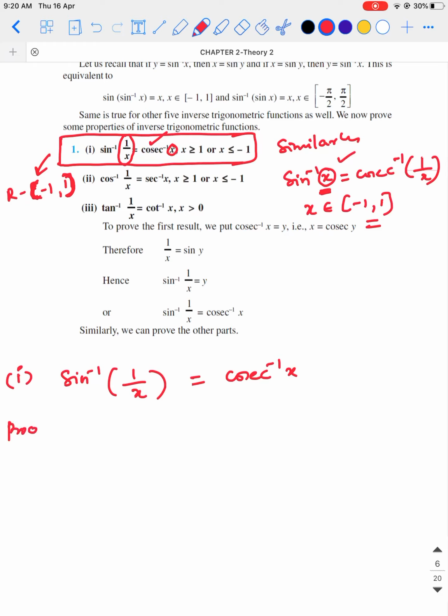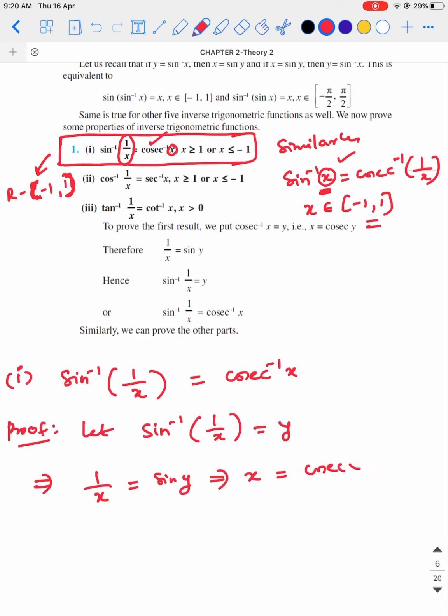Let's see the proof of it. Let sine inverse of 1 by x be equal to y. Considering sine on both sides, you will get 1 by x is equal to sine y, which implies x is equal to cosecant y. Let this be equation number 1. Taking cosecant inverse on both sides, cosecant inverse of x is equal to cosecant inverse of cosecant y, which is going to be y. This is 2.